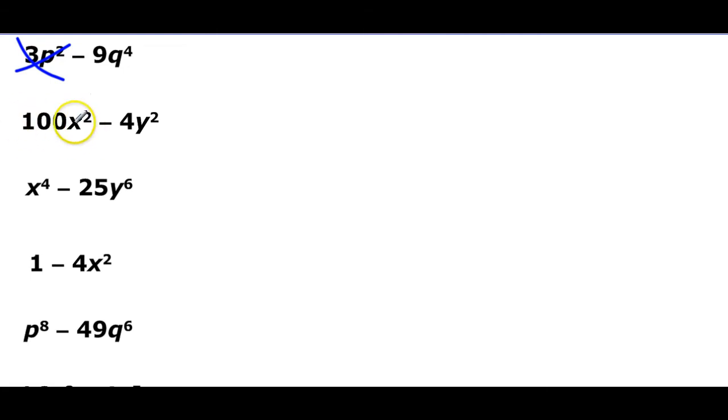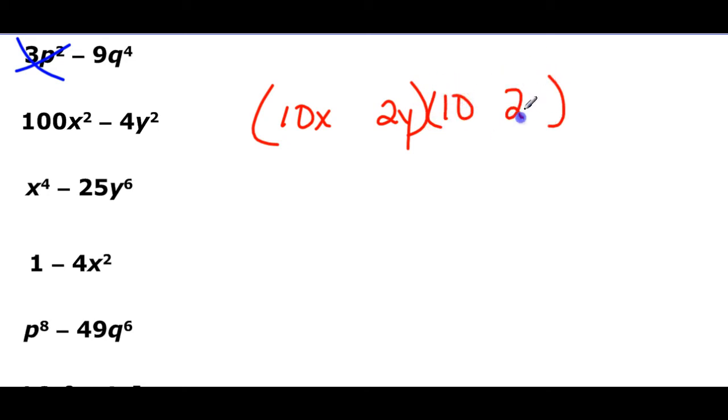Ready? Perfect square. Yes. What's the square root? 10x. Perfect square. Yes. What's the square root? 2y. Put two of those. x, 2y. One with a plus, one with a minus. Okay? Ready? Perfect square. Yes. Square root is x squared. Perfect square? Yes. Square root is 5y cubed.